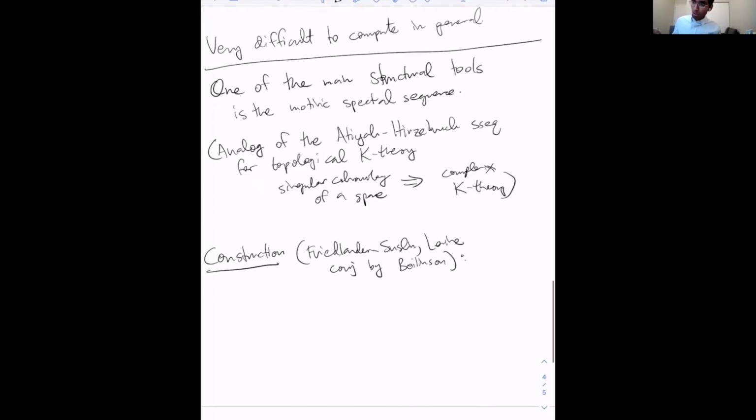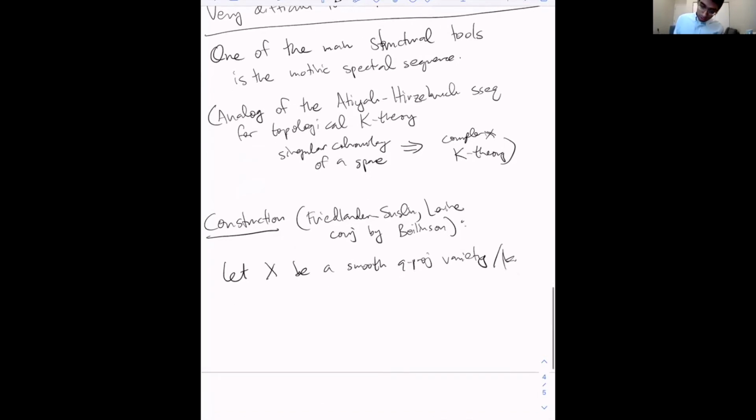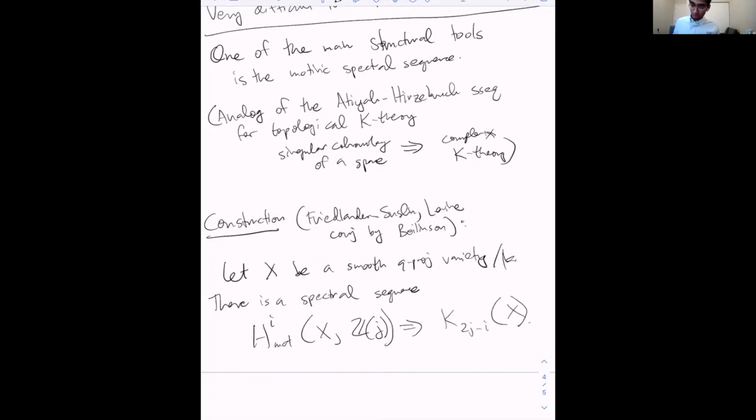Right. Let X be a smooth quasi-projective variety again over some base field k. Then there's a spectral sequence which goes from the Motivic cohomology of X with weight j and converges to the algebraic K-theory in degree 2j minus i of X.